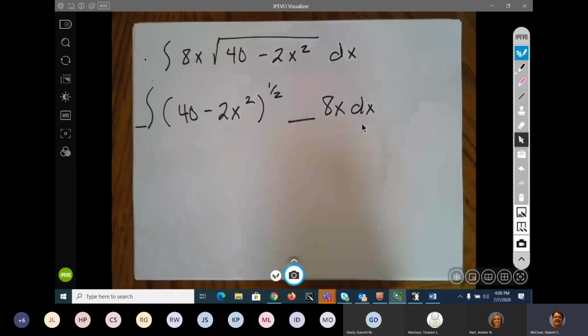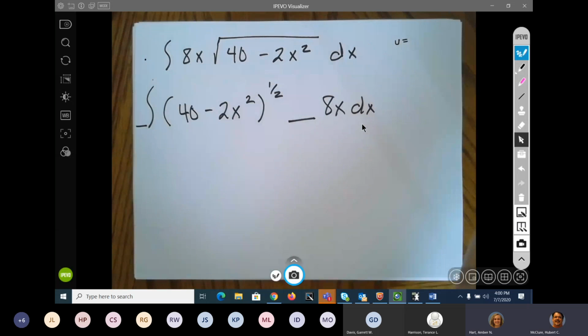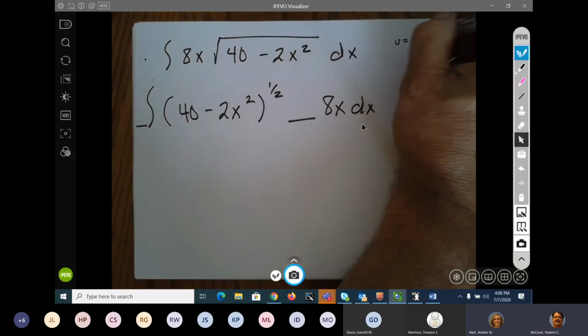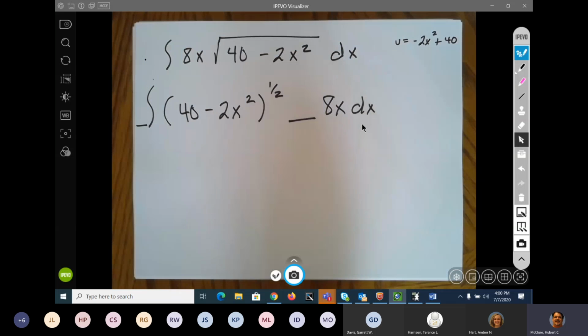Now, somebody tell me, what am I going to make u? 40 minus 2x squared. Okay, I'm going to say negative 2x squared plus 40, because I've never seen people write 40 minus 2x squared until the last couple of semesters. These books, I don't know why.